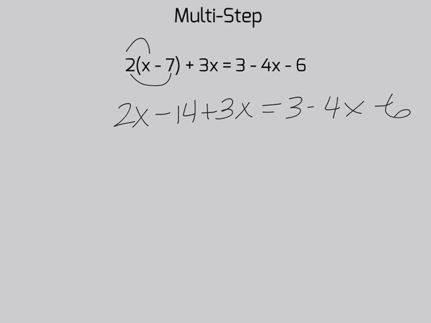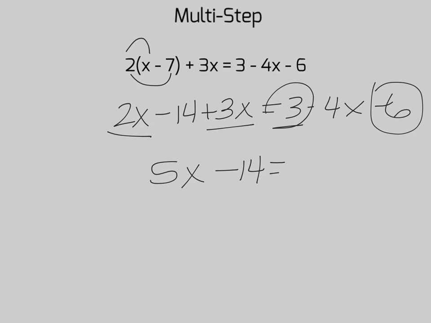The next step when solving multi-step equations is to combine like terms on either side of the equal sign. Now remember, like terms are constants or terms with the same variable. So here I have 2x and 3x. So 2 and 3 gives me 5x minus 14 equals, I have 3 and I have -6. So it's 3 minus 6, which gives me -3 minus 4x.